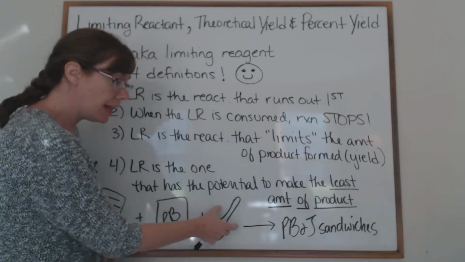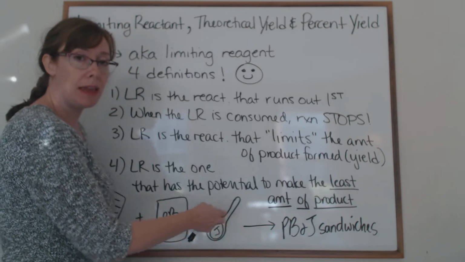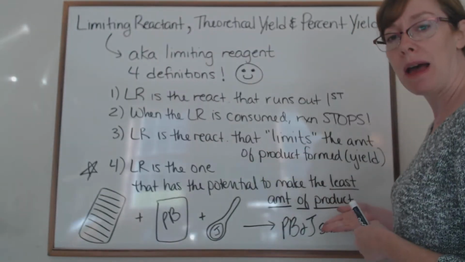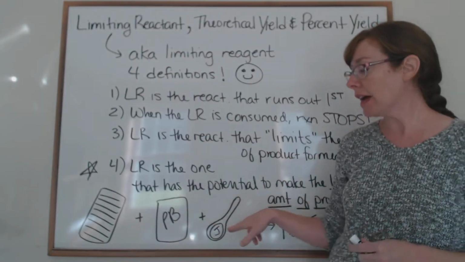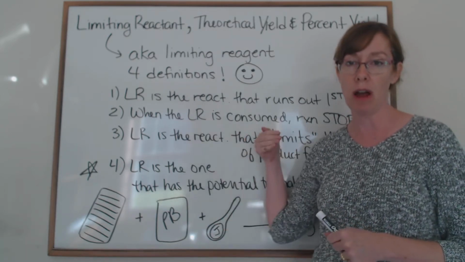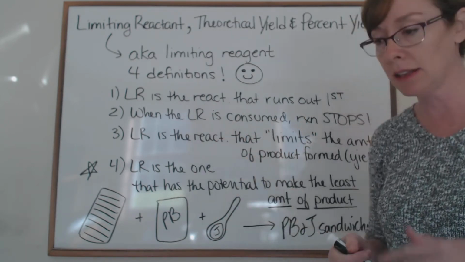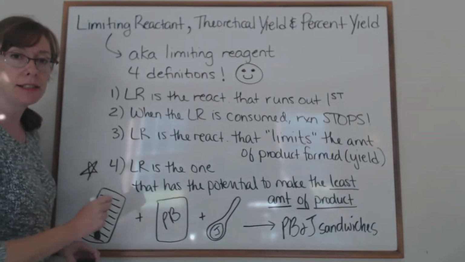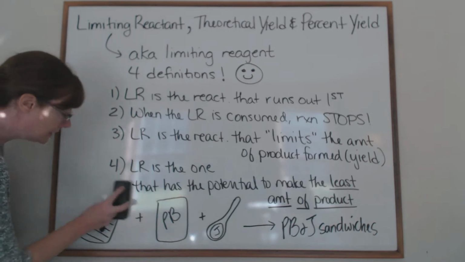So this one is the one that has the inherent potential to make the least amount of the product. That is actually how you want to think about limiting reactant, because that's how you're going to do your problem solving techniques. So keep this definition in your mind constantly. So let me go ahead and erase this here.